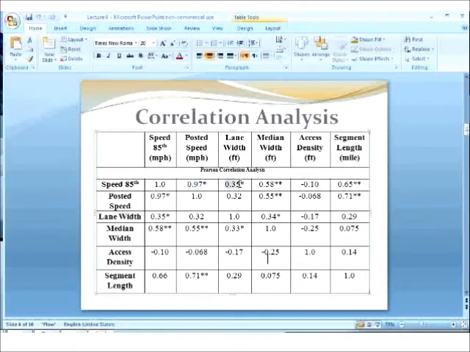Then comes the lane width, the width of the lanes on which the vehicles are traveling. For this data set, in the way the data was collected, it shows that the lane widths are not as strongly related with the speeds of the vehicles. However, the width of the medians is significantly, or strongly, related with the speeds of the vehicles. But again, with all these variables, the sign is positive.